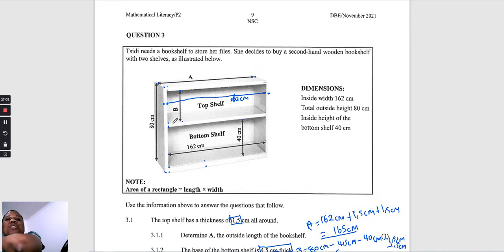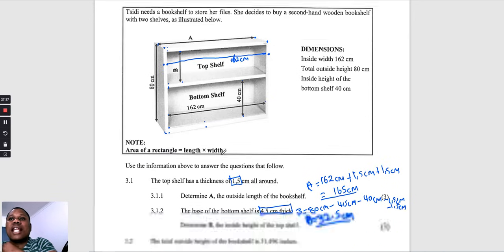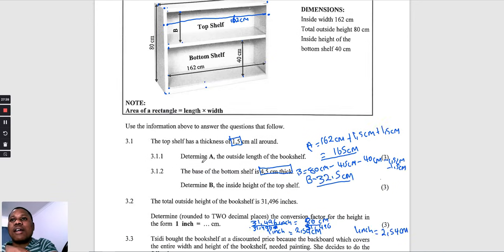Whatever is going to be painted, remember, the board will be covering from this point at the back to this point. So for us to get the area, we are going to use the length, which is A, and also the height, which is 80 centimeters. Then we'll get the area to be painted. In question 3.1.1, we have already determined the value of A, which is 165.